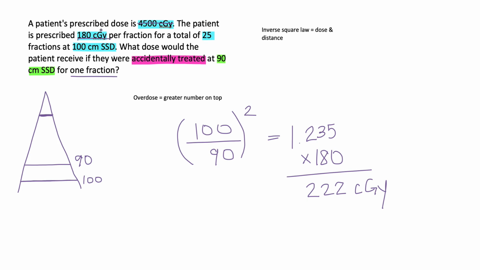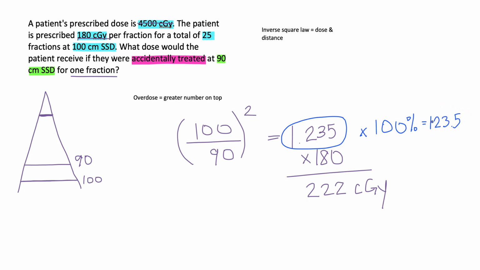Questions like this also might ask you what is the percentage of dose. If the patient were to receive 180 centigray, that would be 100% of the dose. But we can use this number here to find our percentage. This is a decimal. If we multiply it by 100%, we would get 123.5%.